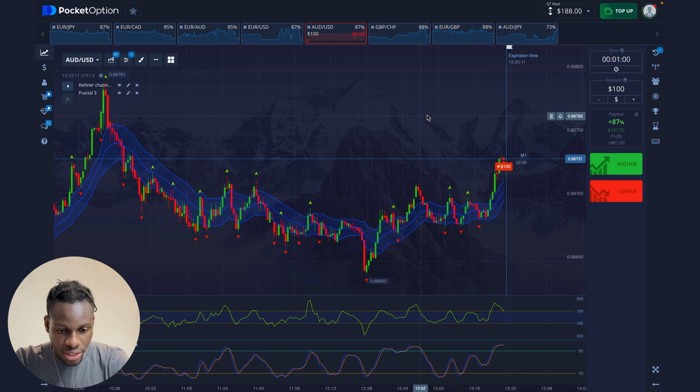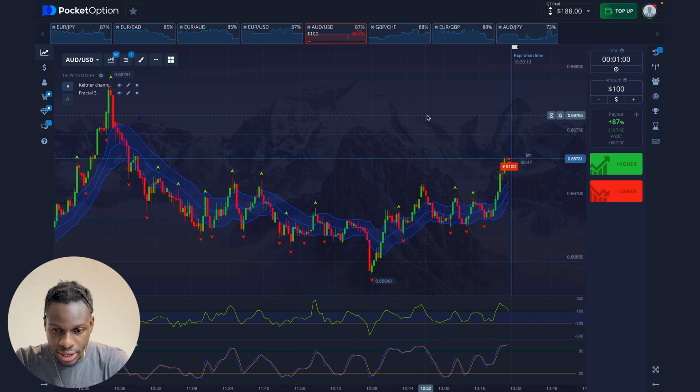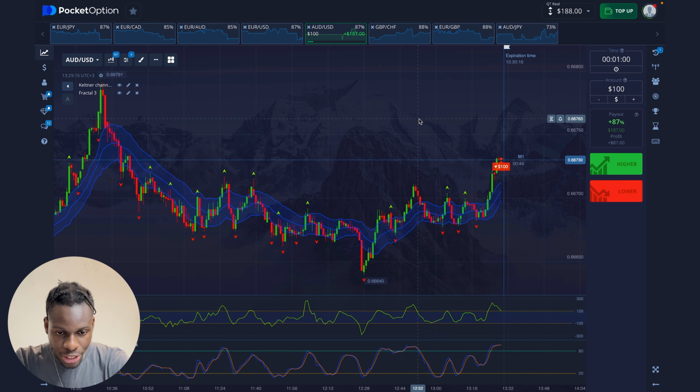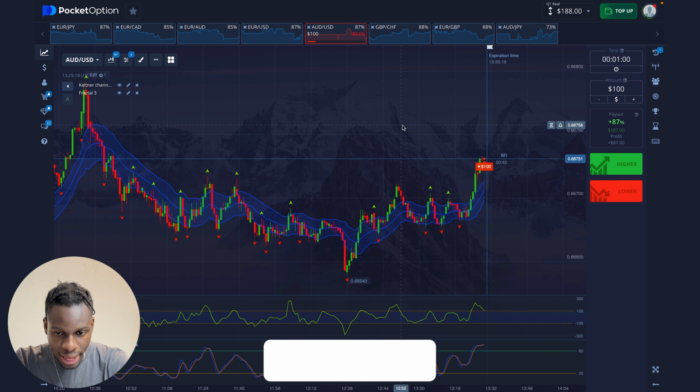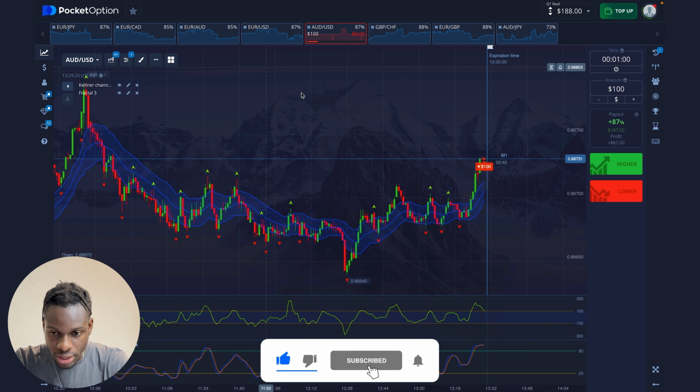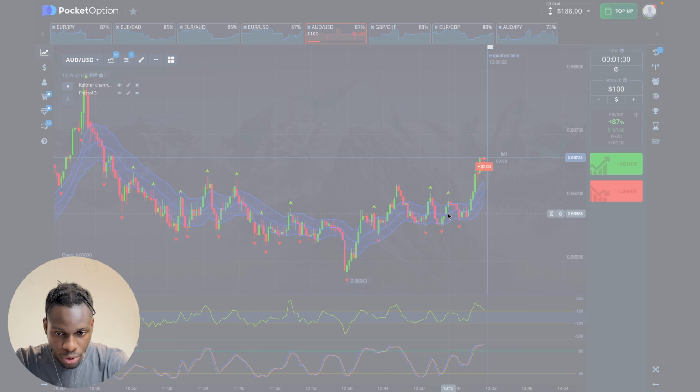Okay, guys, so we just opened our second trade and we took a sell here. There is a potential for markets to make a pullback around this zone, and that's why I took a sell. That's what we're aiming for.